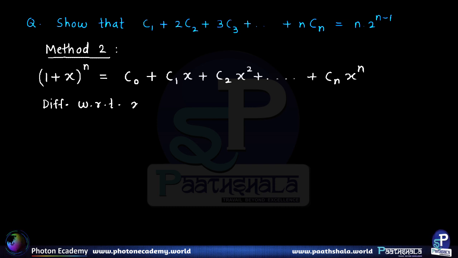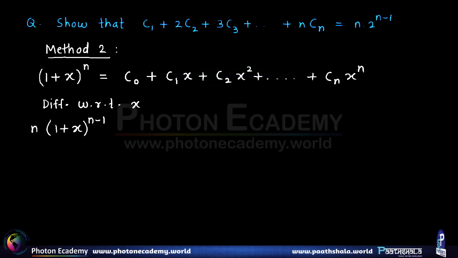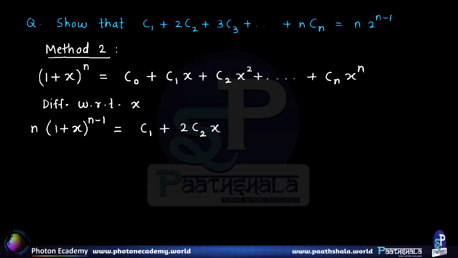Now what we do is we differentiate both sides with respect to x. So differentiating both sides with respect to x, we get n into 1 plus x raised to n minus 1. Now this is the standard result in differentiation. So now C0 is a constant, so its derivative will be 0. The derivative of C1x will be C1. Derivative of C2x square will be 2 C2 into x, plus the next term would be 3 C3 x square and so on up to the last term would be n Cn x raised to n minus 1.